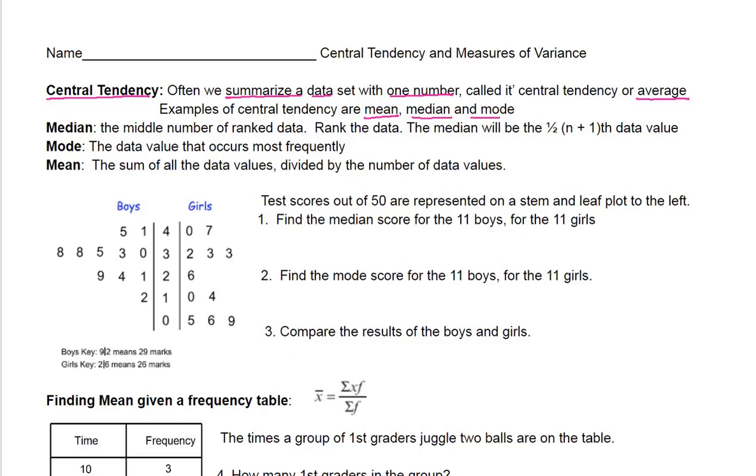But a lot of times when we think of average, we think of mean, where we add up the numbers and divide by the number of numbers. Average in statistics does not necessarily mean that. It could be either mean, median, or mode.